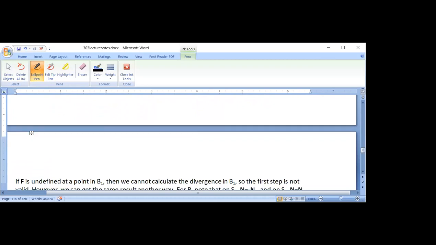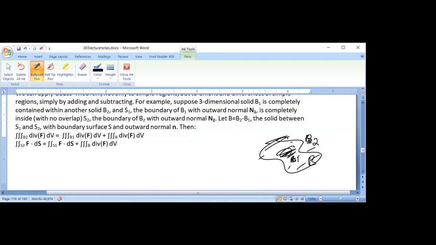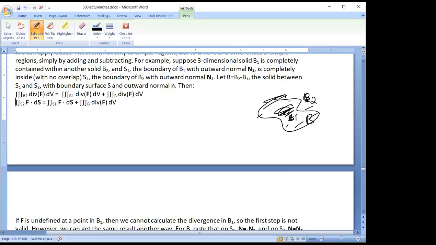If vector field F is undefined at a point in B1, which is the inside bit, actually, let me just expand this, hold on. Okay. Then we cannot calculate the divergence in B1.